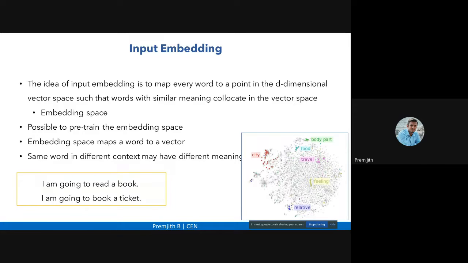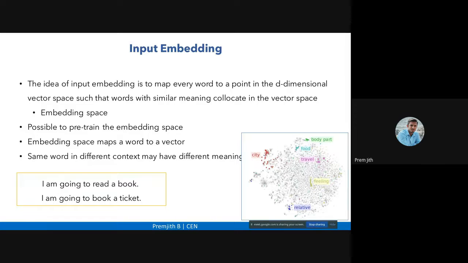is a vector. You can consider embedding as a vector, or a point in a d-dimensional space, to represent a word. That space is called the embedding space. On the right-hand side you can find an image which shows the vectors corresponding to each word in the data set.